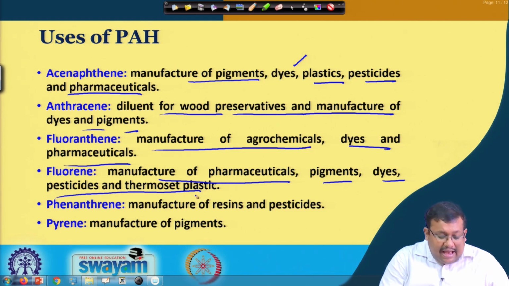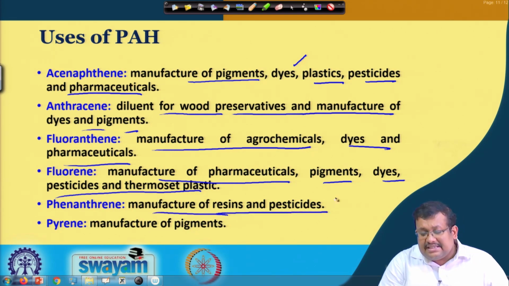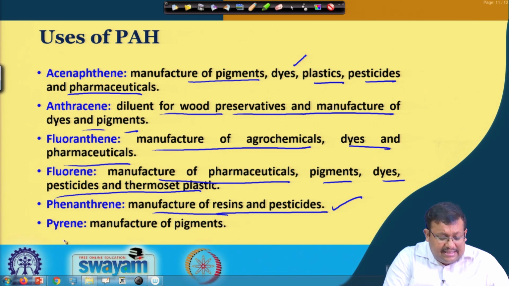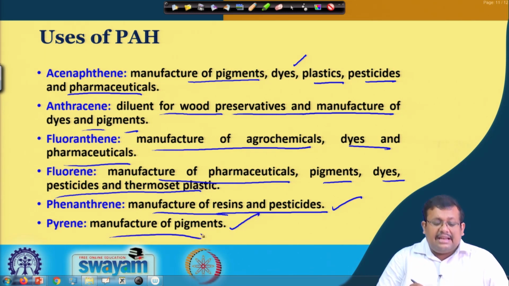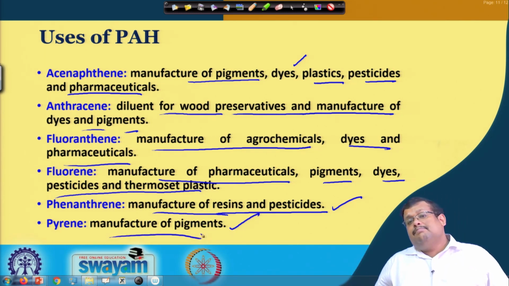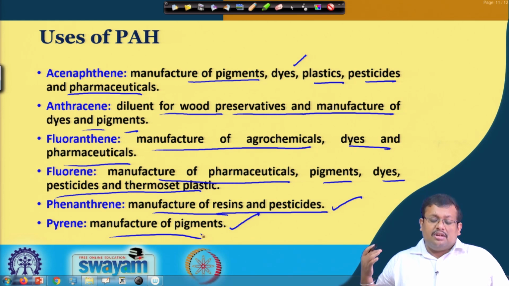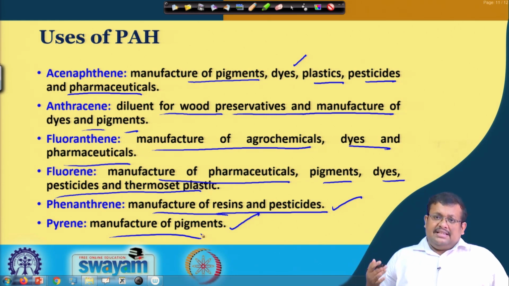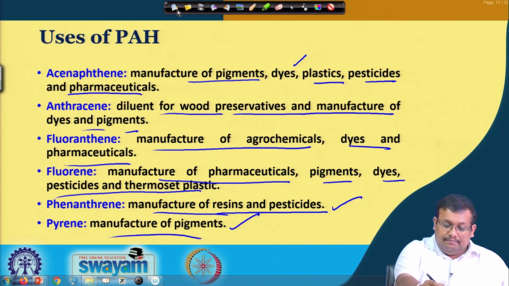thermoset plastic. And also phenanthrene, phenanthrene is used for the manufacture of resins and pesticides. And if we consider pyrene, pyrene is also used for the manufacture of pigments. So, you can see that these PAH compounds have very good applicability for industrial purposes, for the production or manufacturing of different pigments, plastics, polymers, pesticides and pharmaceuticals.